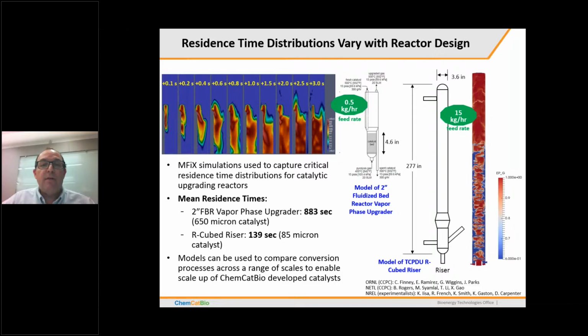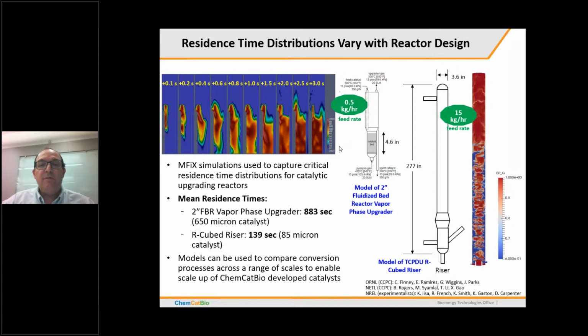And so here on the left, we show MFIX simulations of a bubbling bed reactor. This is the 2-inch fluidized bed reactor, and we inserted a tracer to study the flow of new catalysts going into the reactor. In the bubbling bed, those catalysts mix, and then the catalysts exit out of the reactor. On the right, you see the R-cube reactor, which is that entrained flow system.